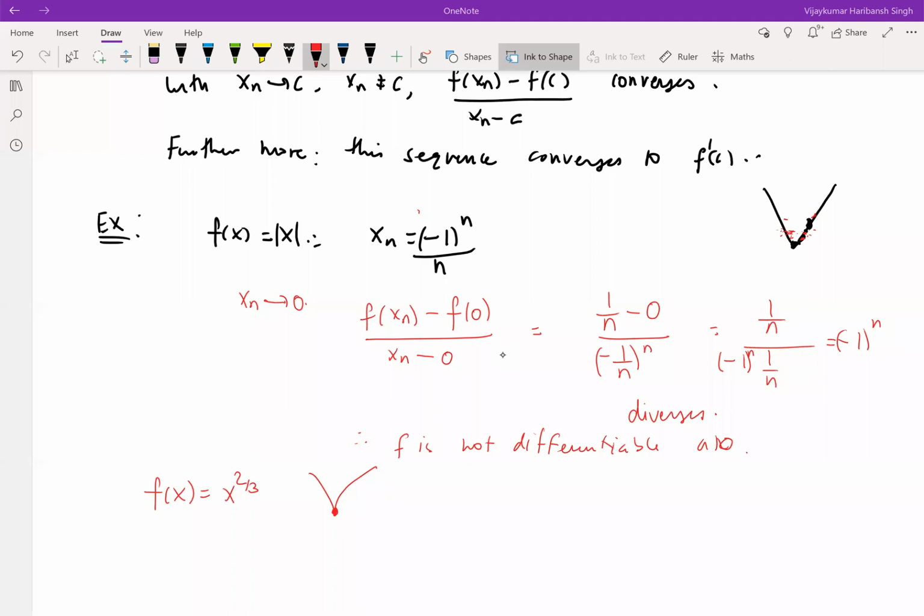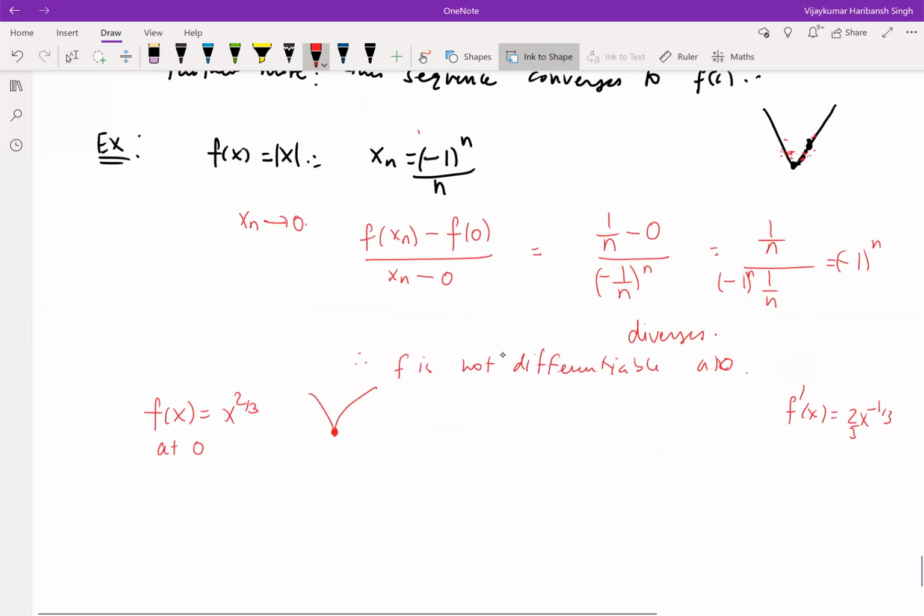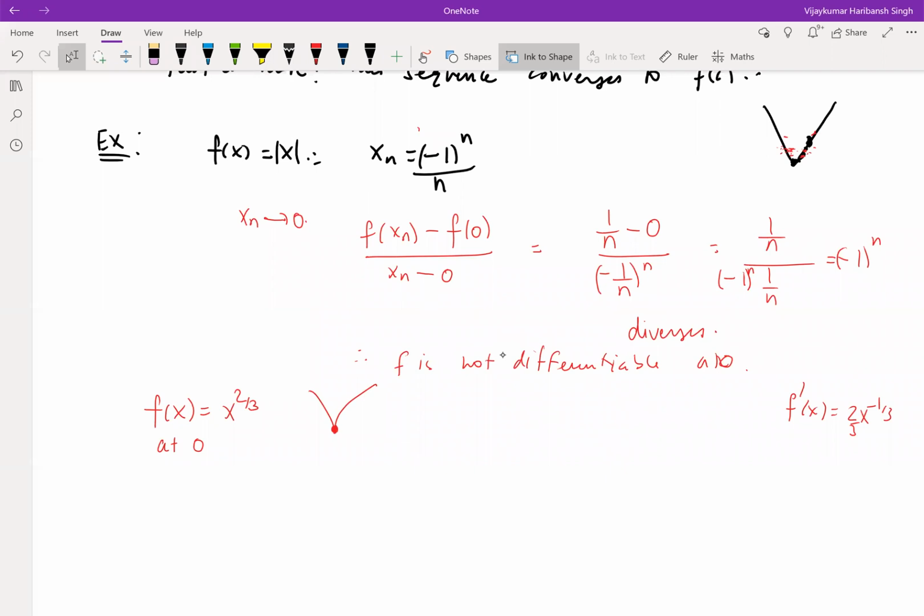So to show that this is not differentiable at 0, we already have some idea from calc 1 that this is not differentiable, because if I try to use this formula, I'll see 2 by 3 x to the power minus 1 by 3, and at 0 it's not defined, right? However, we want to prove it purely from the analysis point of view.